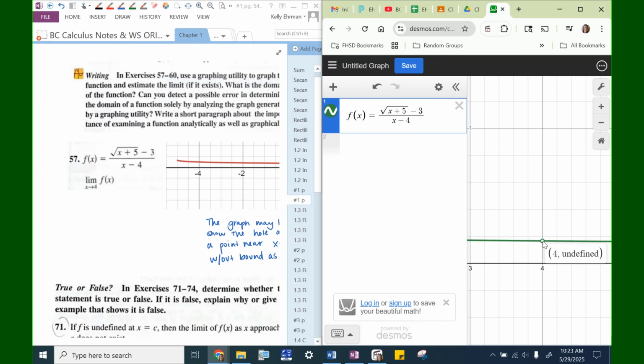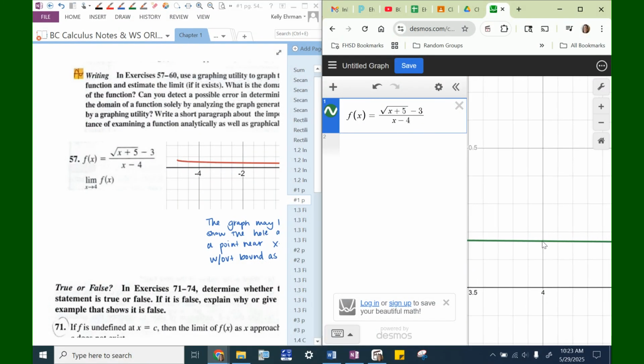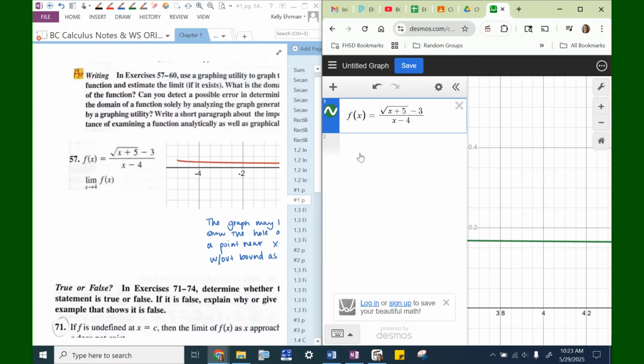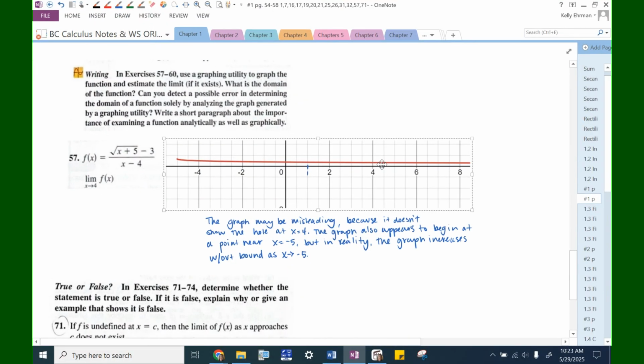The nice thing in Desmos is this will tell you f of 4 is undefined. The graphing calculator, if you trace, might show like a blank spot. But yeah, if I don't click on that, it looks like the graph is fully defined. It doesn't show like an open circle right here, even if we zoom in. So what can be misleading, and I wrote this in my paragraph here, is the graph doesn't show any interruptions or any holes. So we might think like, oh yeah, this value exists perfectly.